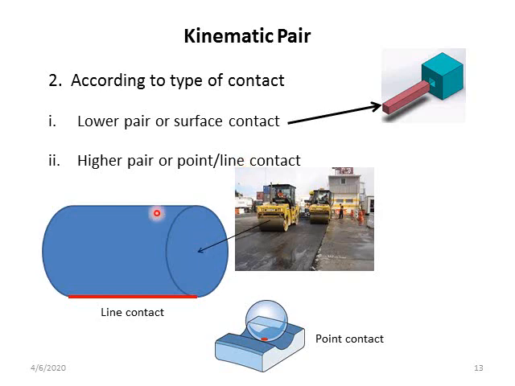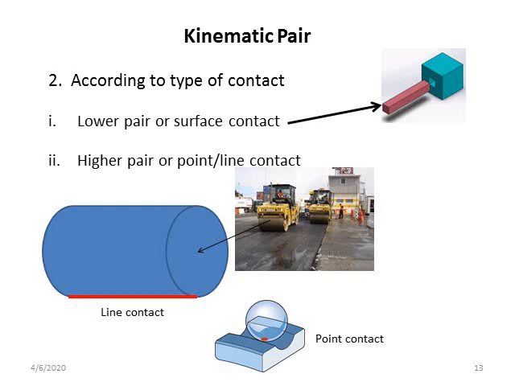So the discussion about the type of contact is finished. There are two types, lower and higher pair. Lower pair is also called surface contact, and higher pair is also called point or line contact.